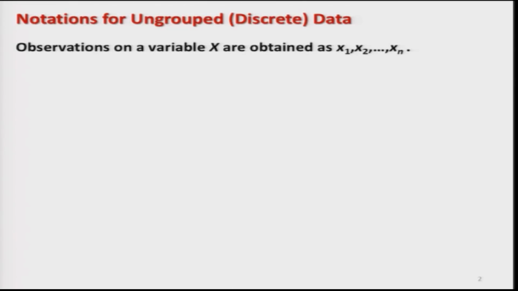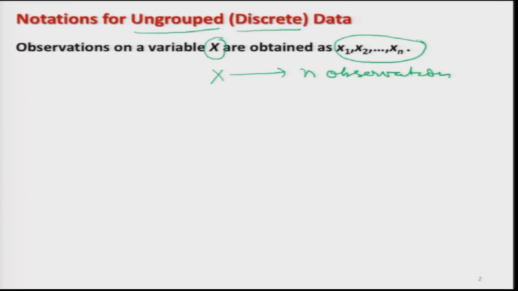So, we will be considering here two types of variable. One is a discrete variable on which we will have ungrouped data, and in this case the variable is going to be denoted by capital letter X, and on this variable we are going to obtain the n observations, and these observations are denoted here like small x1, small x2, small xn.